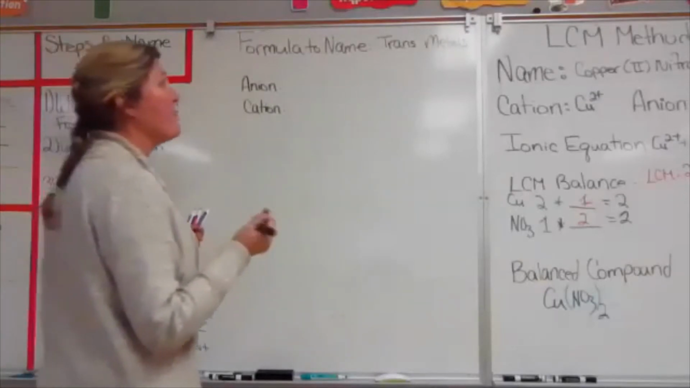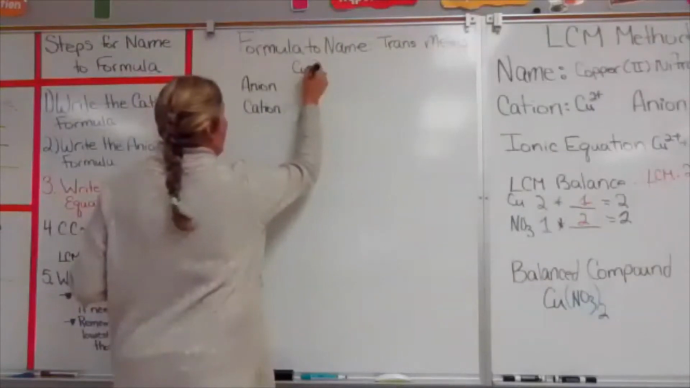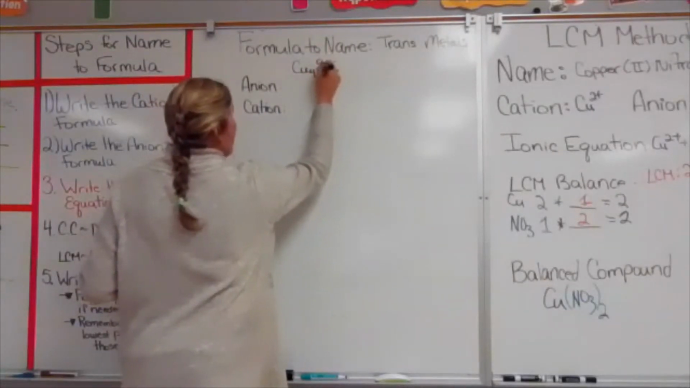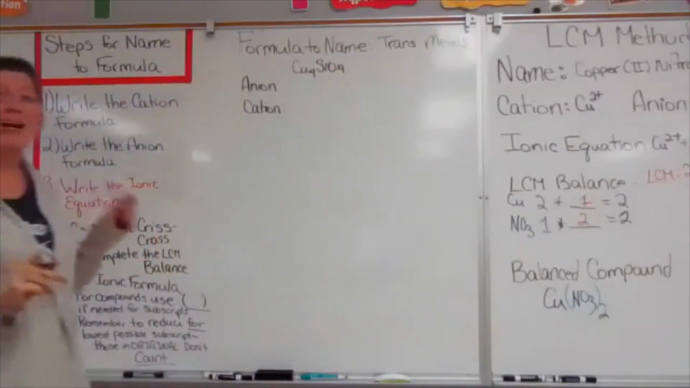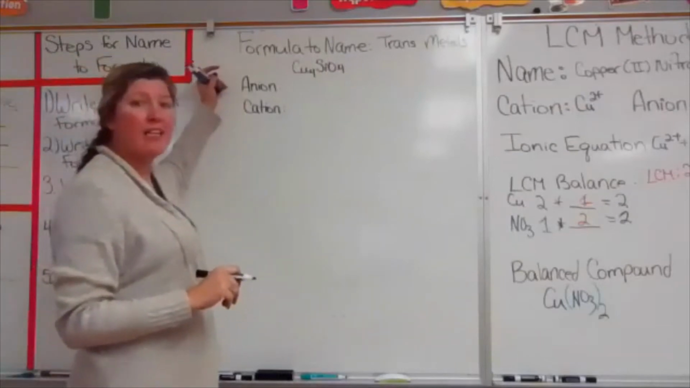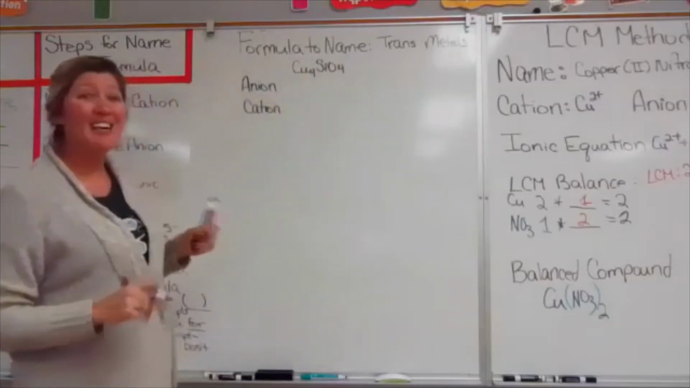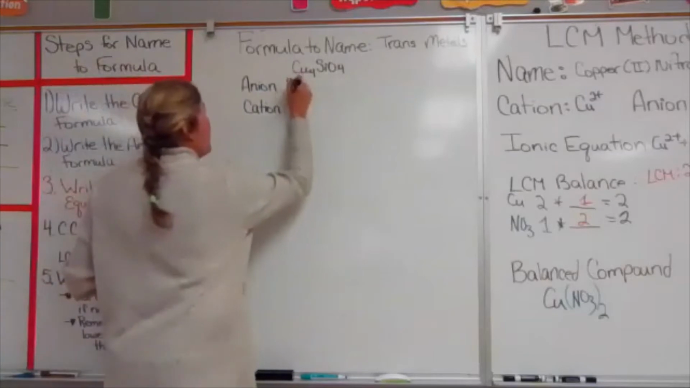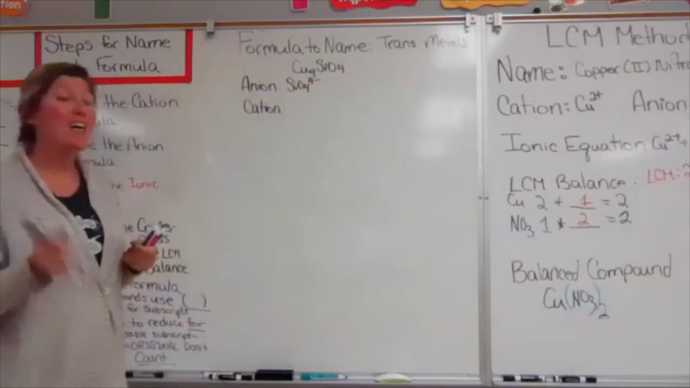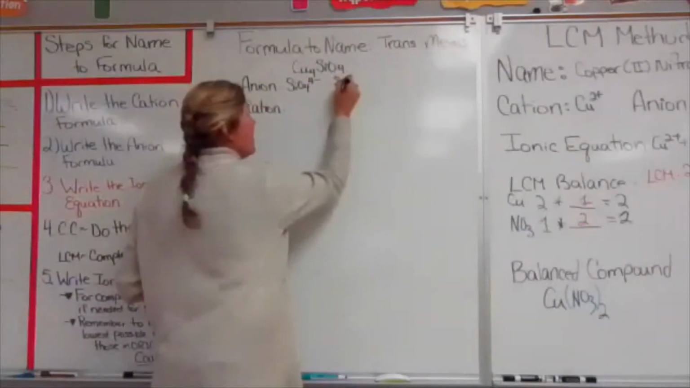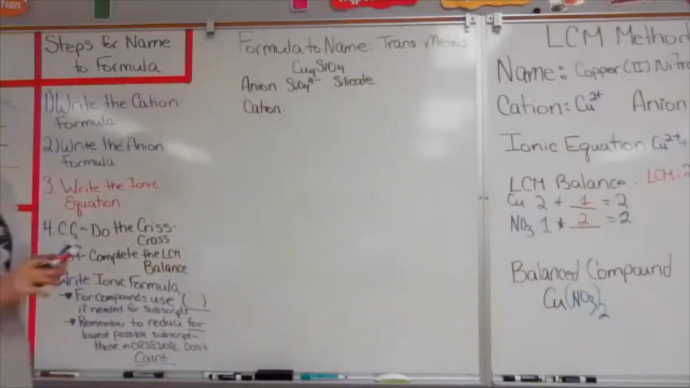Okay, let's do another example. Let's do Cu4 SiO4. So the first thing you recognize is you have to pull your anion. Well, SiO4 is written last. That has to be your anion. And you know it has a charge of 4 minus because you've memorized that this was silicate. And silicate has a charge of 4 minus.